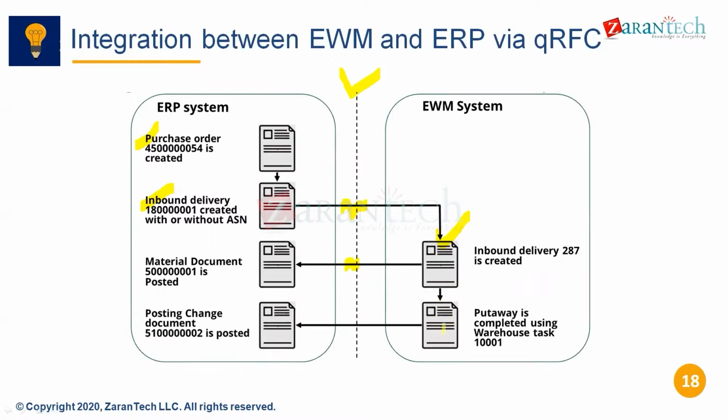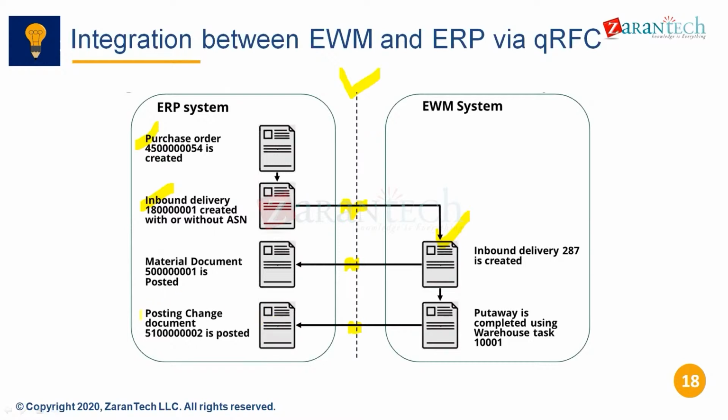Then when the put away is completed, put away means you take the parts, you first receive the pallet on the scanner, and then you take it to the final bin, and then another message goes to ERP that the delivery is completed.